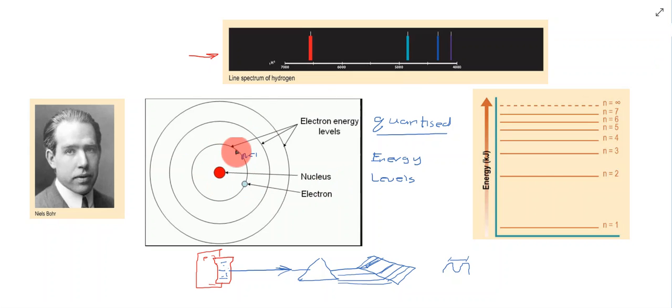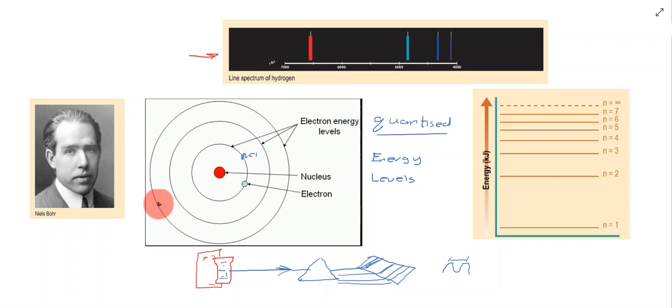Now these energy levels are very fixed, as in they're very exact. So the electron can only be in an energy level, it can't be somewhere in between the two energy levels. So it's either in the n is equal to 1 energy level, or it's in the n is equal to 2 energy level, but it can't be anywhere in between.